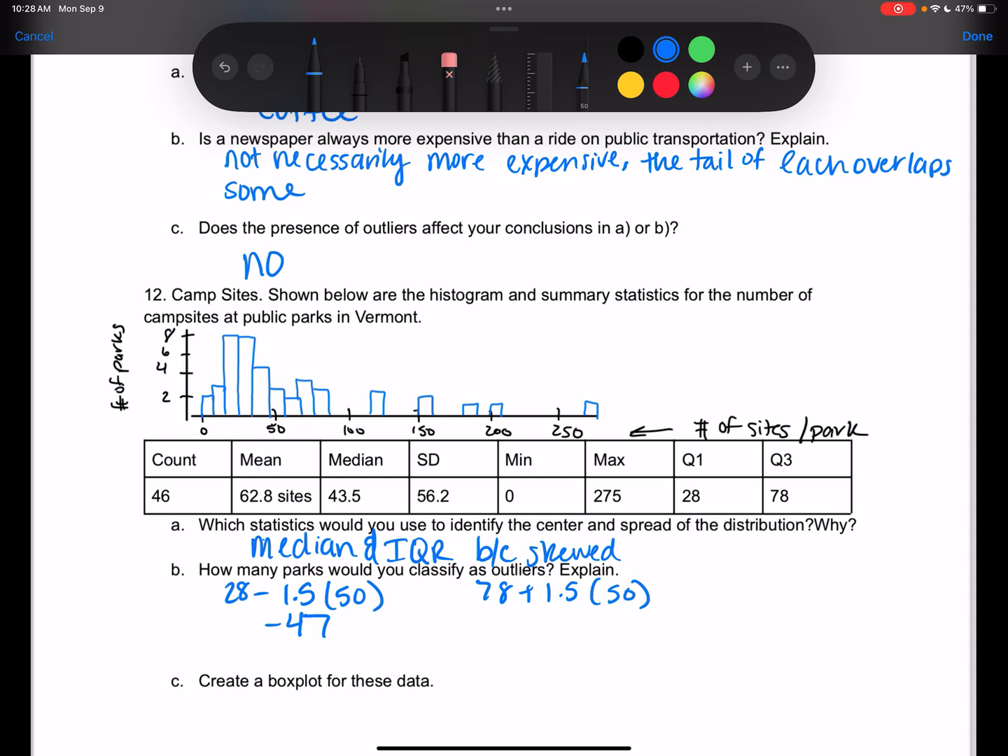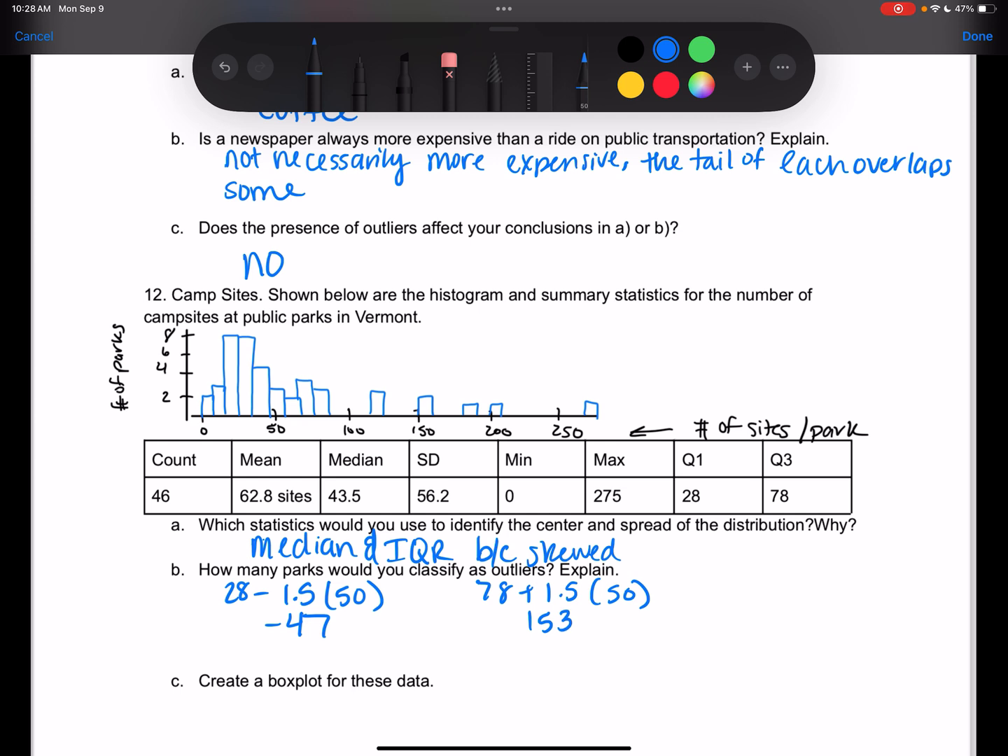I had to redo it because I had to check. Sometimes that's the case, and you have to be like, okay, that doesn't make sense for this particular situation. You can't have negative sites. And then I got 153.